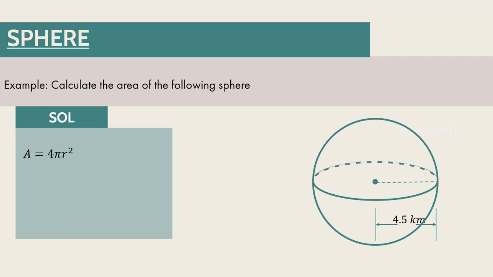A is equal to 4 pi r squared, and in this case it is 4.5 squared, and it is 81 pi. 81 pi is approximately 254.5 square kilometers. Huge area, right? We can plant a lot of corn on that.